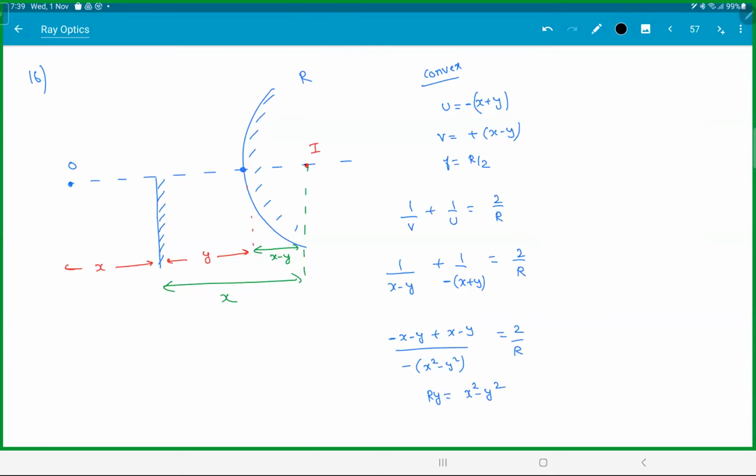Basically, this whole thing will be U for the convex one. ये image था, this would be x minus y. This is object, this would be x plus y. Got it, everyone? Easy? So the main idea is that whenever you hear the word there's only one image, what it means is they're overlapping. Clear?